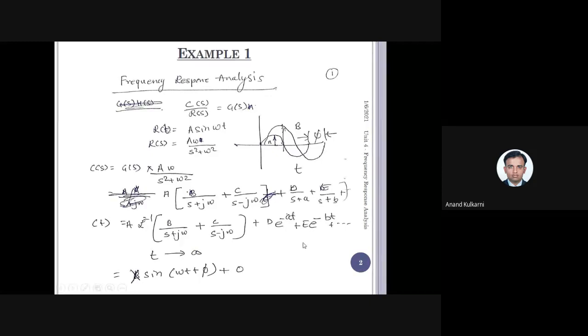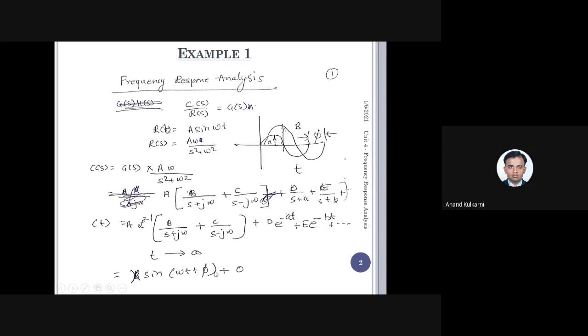And as time t tends to infinity, because as said, it is a steady state analysis. When it is steady state analysis, time is tending to infinity. When you put time t as infinity, anything to the power minus infinity is 0. So all these terms vanish, whereas these terms will remain. Only the sine omega terms will remain. And if you take the inverse Laplace, it will become B into sine omega t plus phi, where the amplitude gets changed.